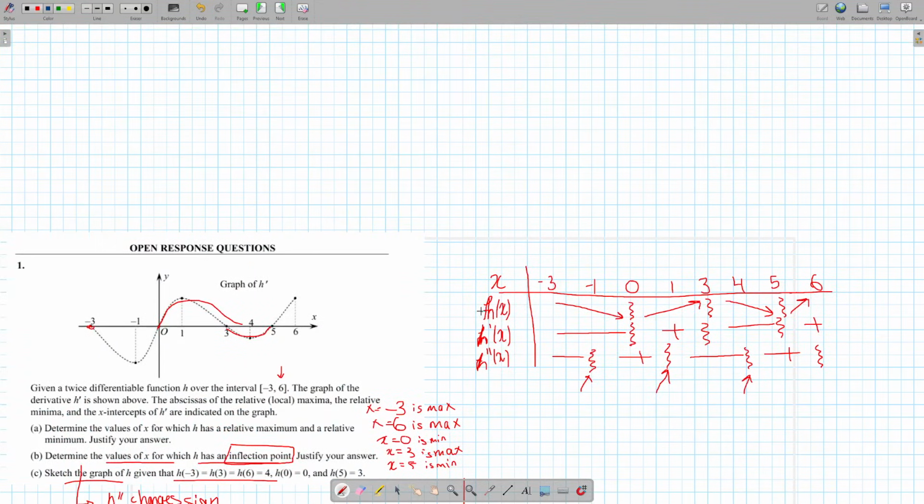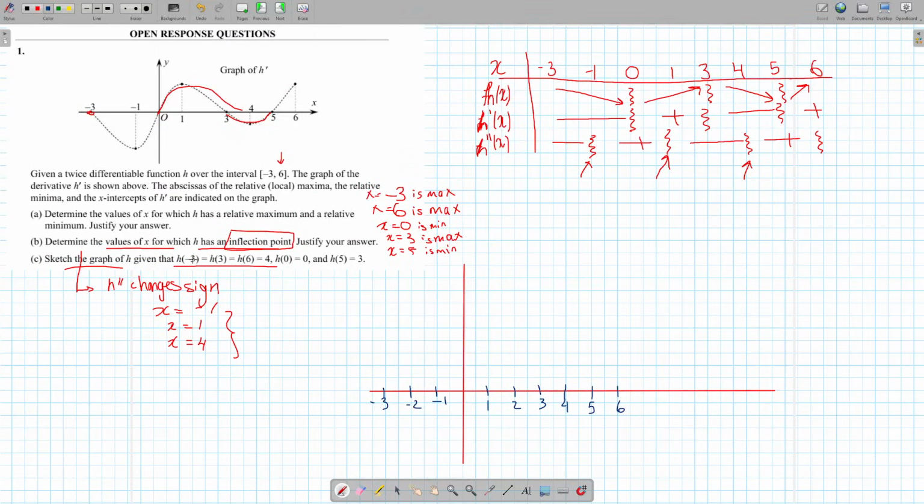Now what are our y values? Let's just sketch all these y values. h of negative 3, h of 3, h of 6, they're all equal to 4. So let's increase 1, 2, 3, 4. So all of these points are equal to 4.